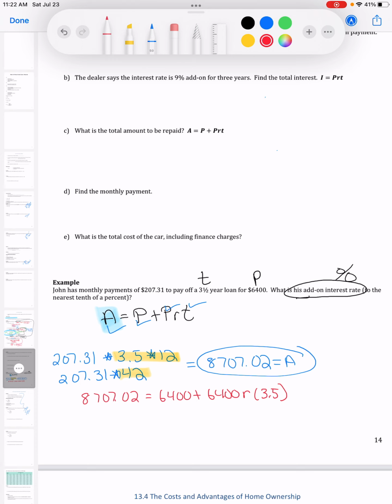A couple different steps you could do first. The first thing that I did was I subtracted 6,400. I cannot subtract this term over here because it has the variable in it. So I'm not going to be able to subtract that off. I can't add 6,400 plus 6,400 because they're not like terms. One is plain and one has a variable. So I'm going to subtract off the plain one to give me $2,307.02.